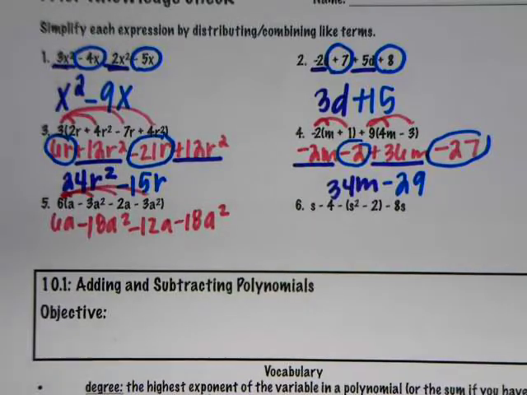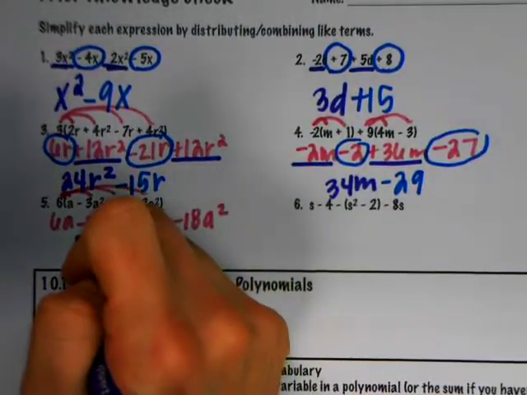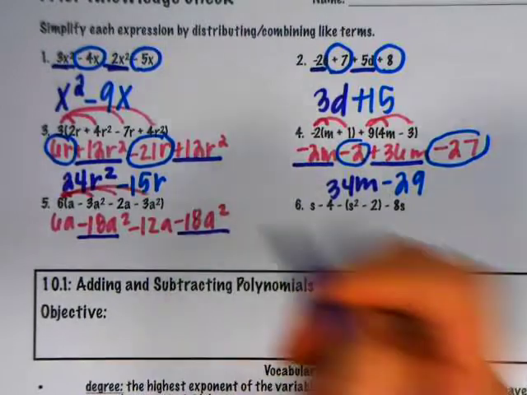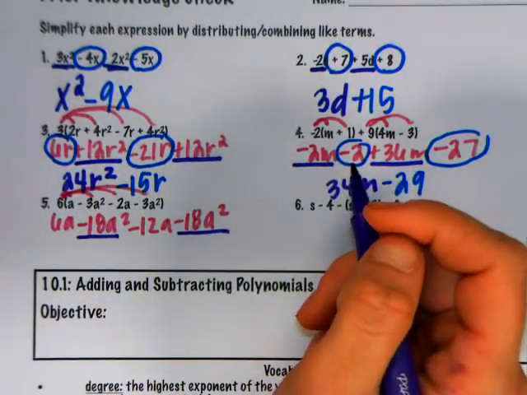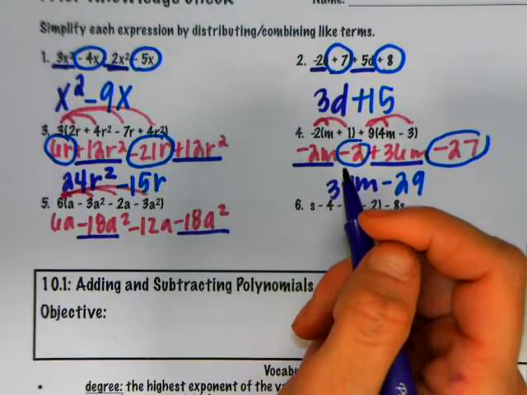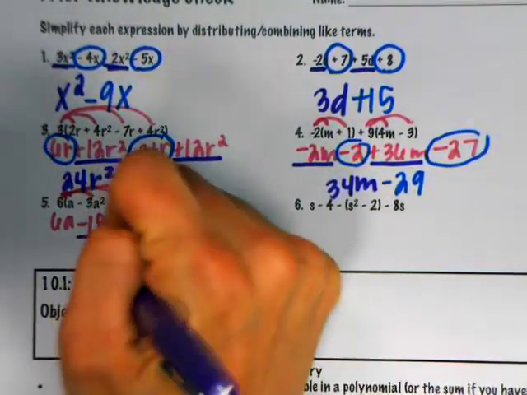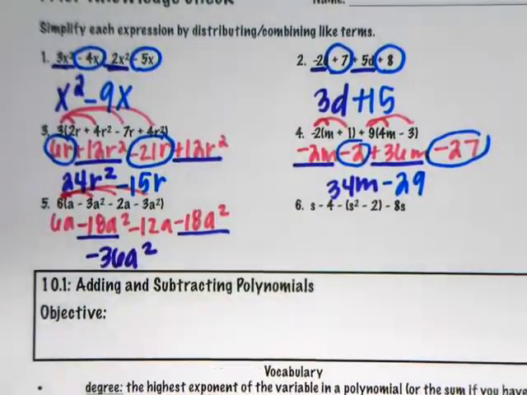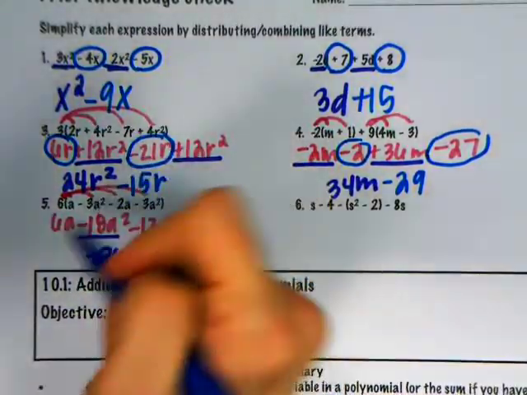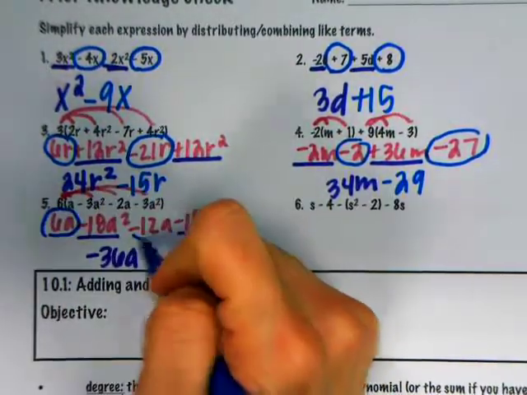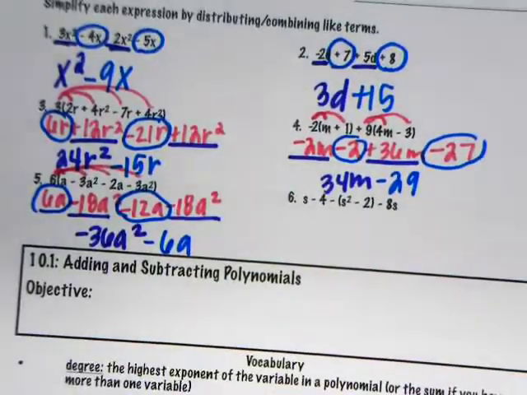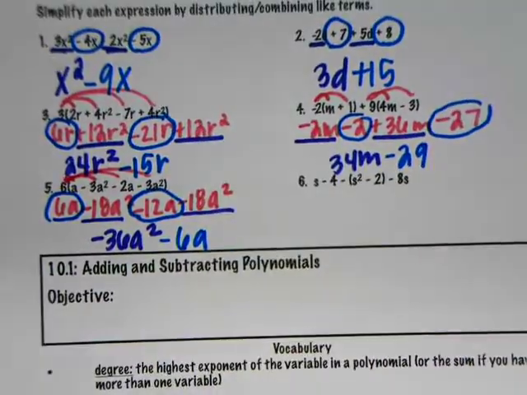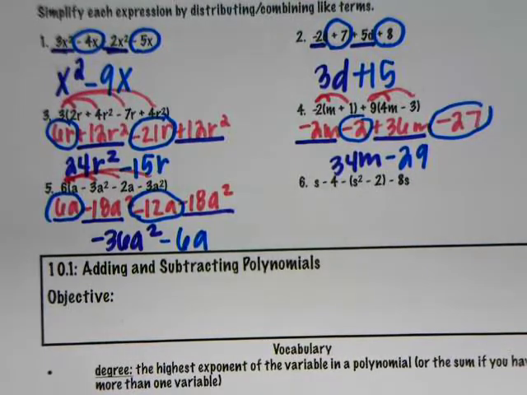And then combine like terms, so I'm going to do negative 18a squared and negative 18a squared. What's that going to make? So they're both negative. Yeah, negative 36a squared. And we have a positive 6a with a negative 12a. Yep, negative 6a. All right.